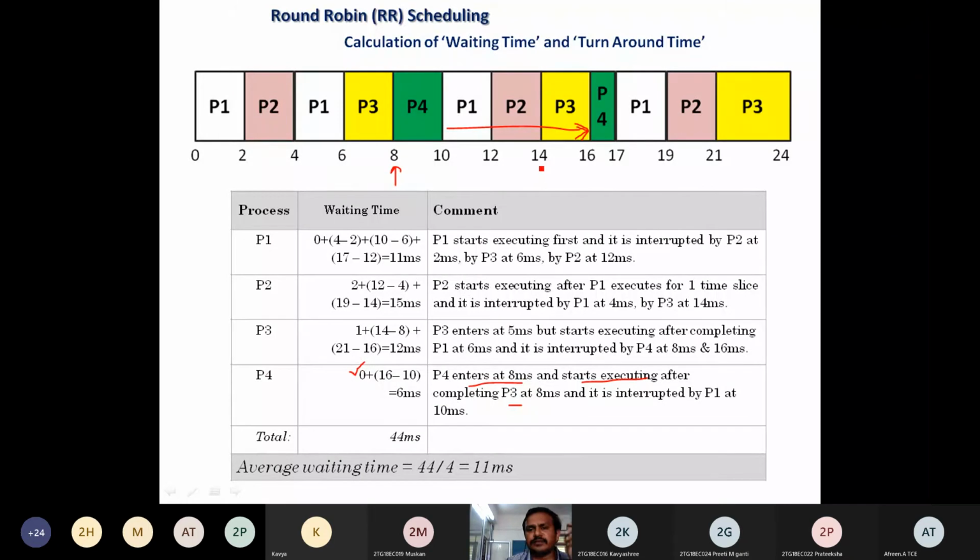So what is the time period? Waiting time, it is 10 to 16, that is nothing but 16 minus 10. So the overall answer is 6 milliseconds waiting time.